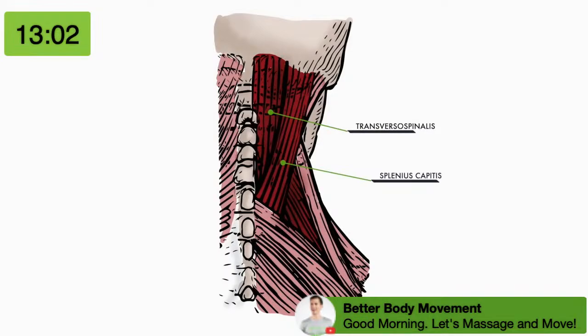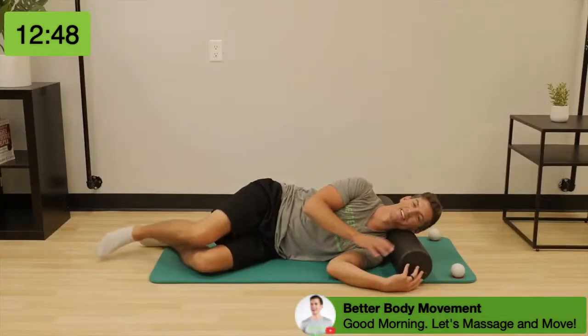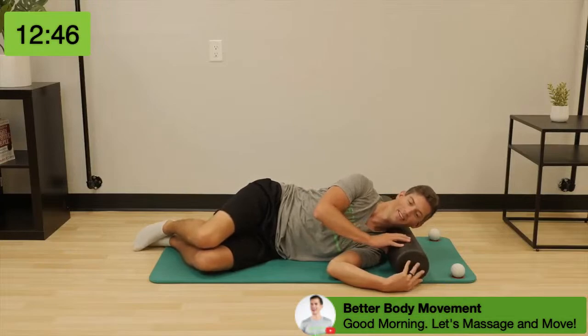The nerves that innervate these muscles are found from the C1 through the C6. These muscles connect the head and neck, which means looking down, like reading, computer work, or especially phone or tablet work, can cause problems. Start in a side-lying position with a foam roller between the neck and shoulder.